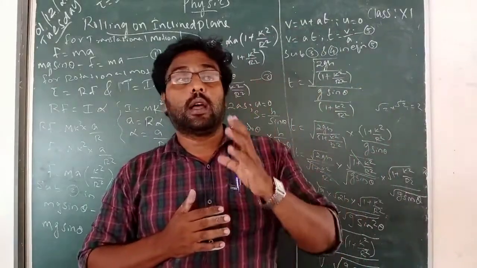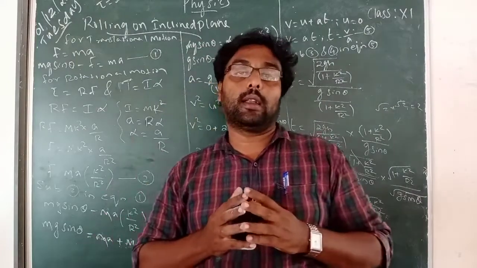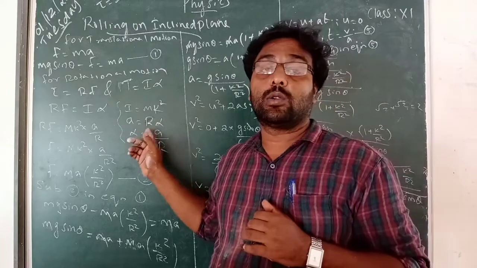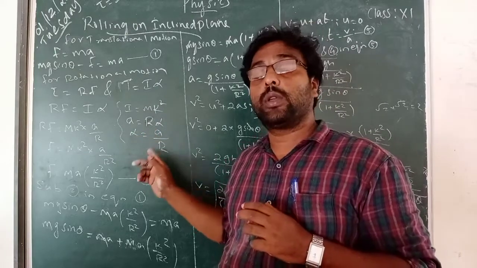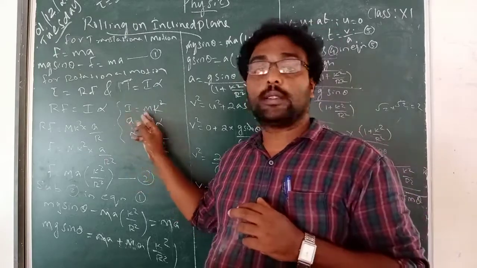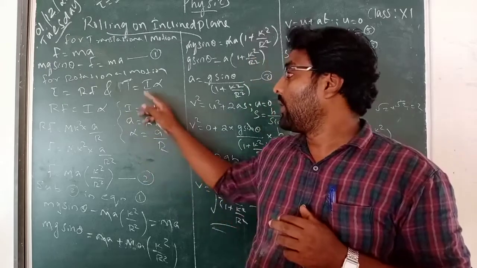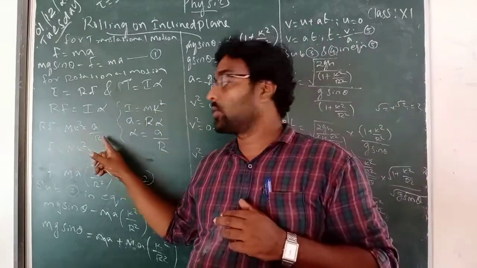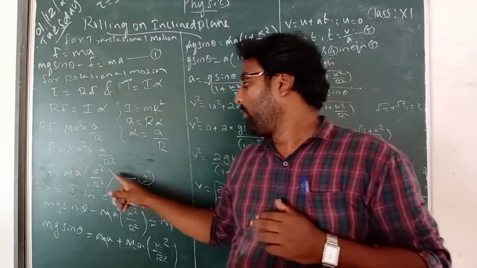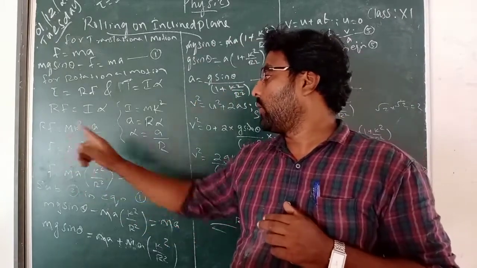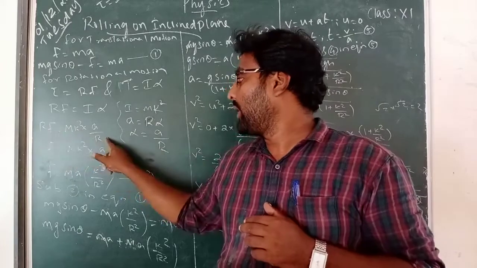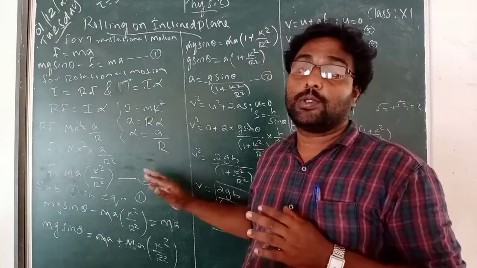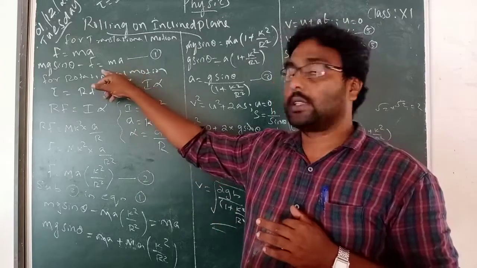You know that I is equal to mk square and alpha is equal to... We can find out from a is equal to R alpha, so alpha is equal to a by R. Now substitute this I value and alpha value here. So Rf is equal to mk square into a by R. From this we can find out f: R will come here, so R into R square. Now substitute this f value in this equation 1.